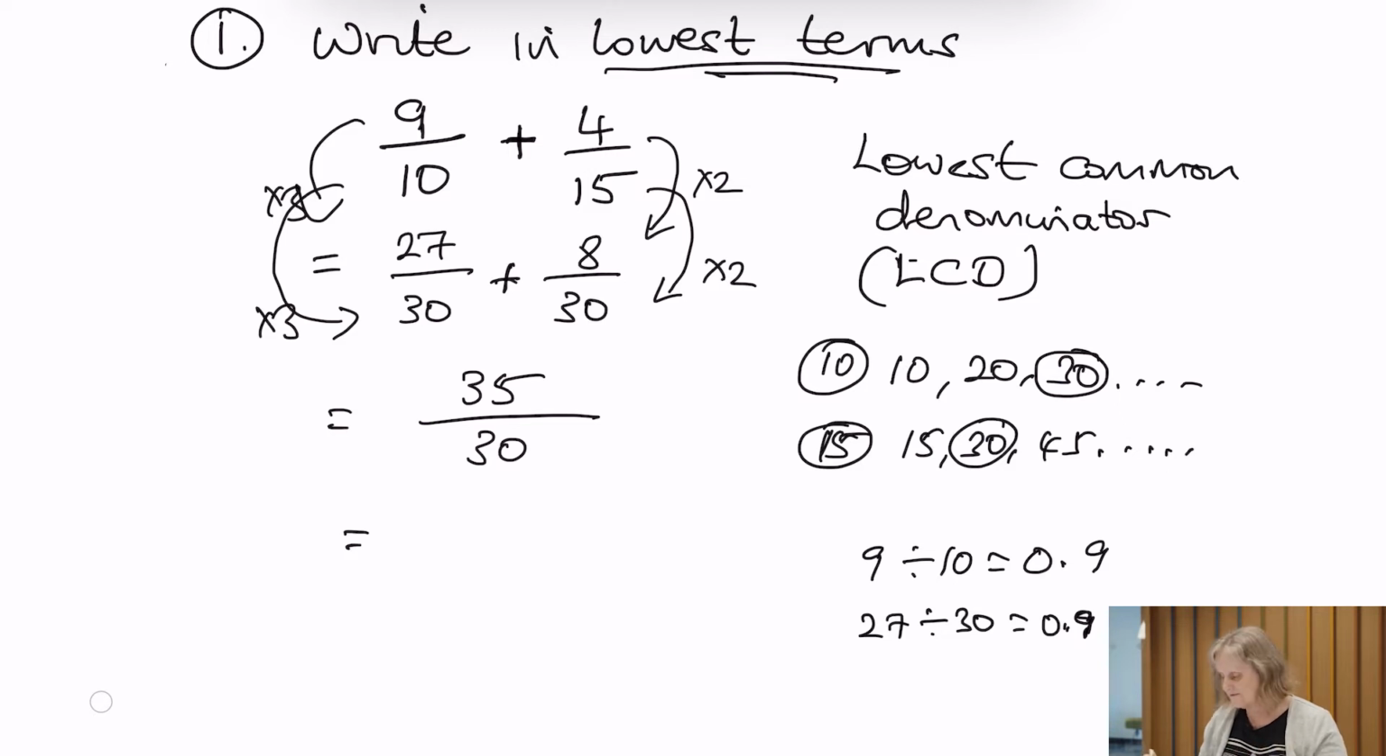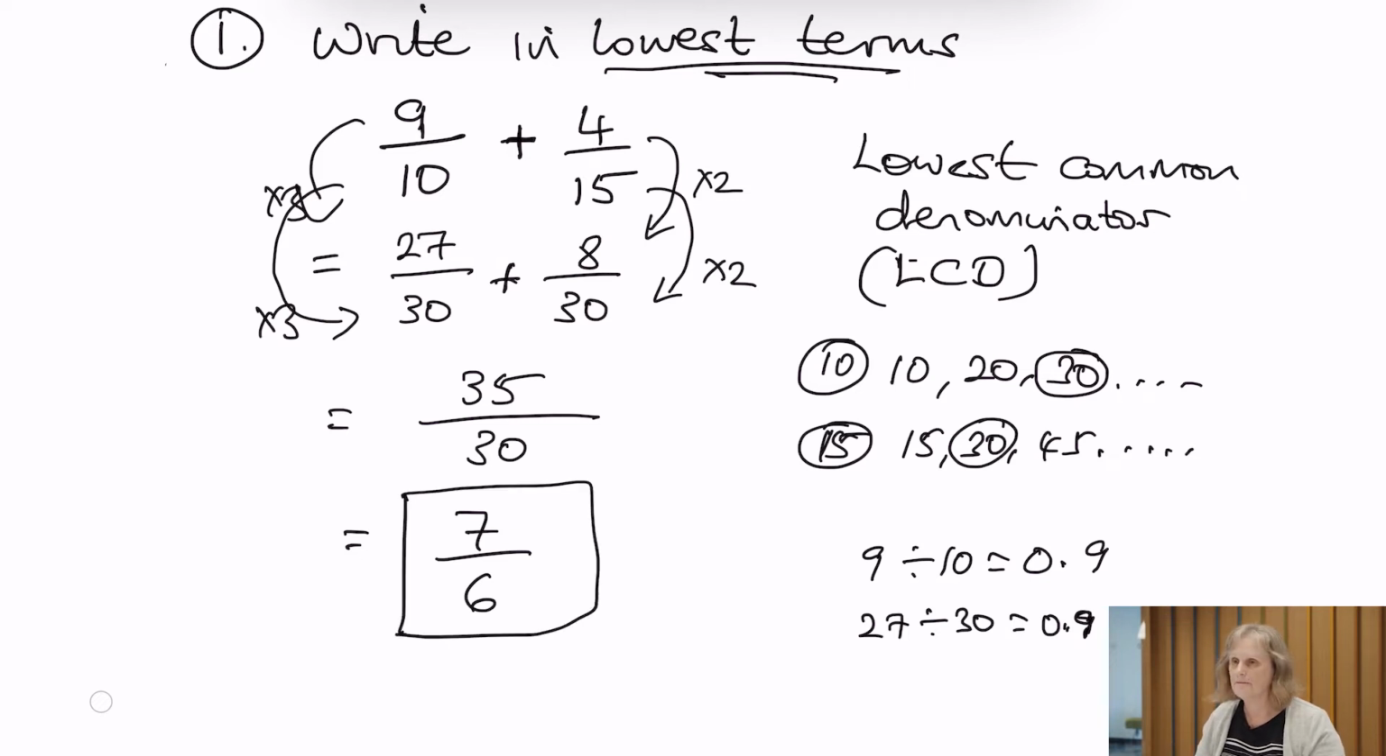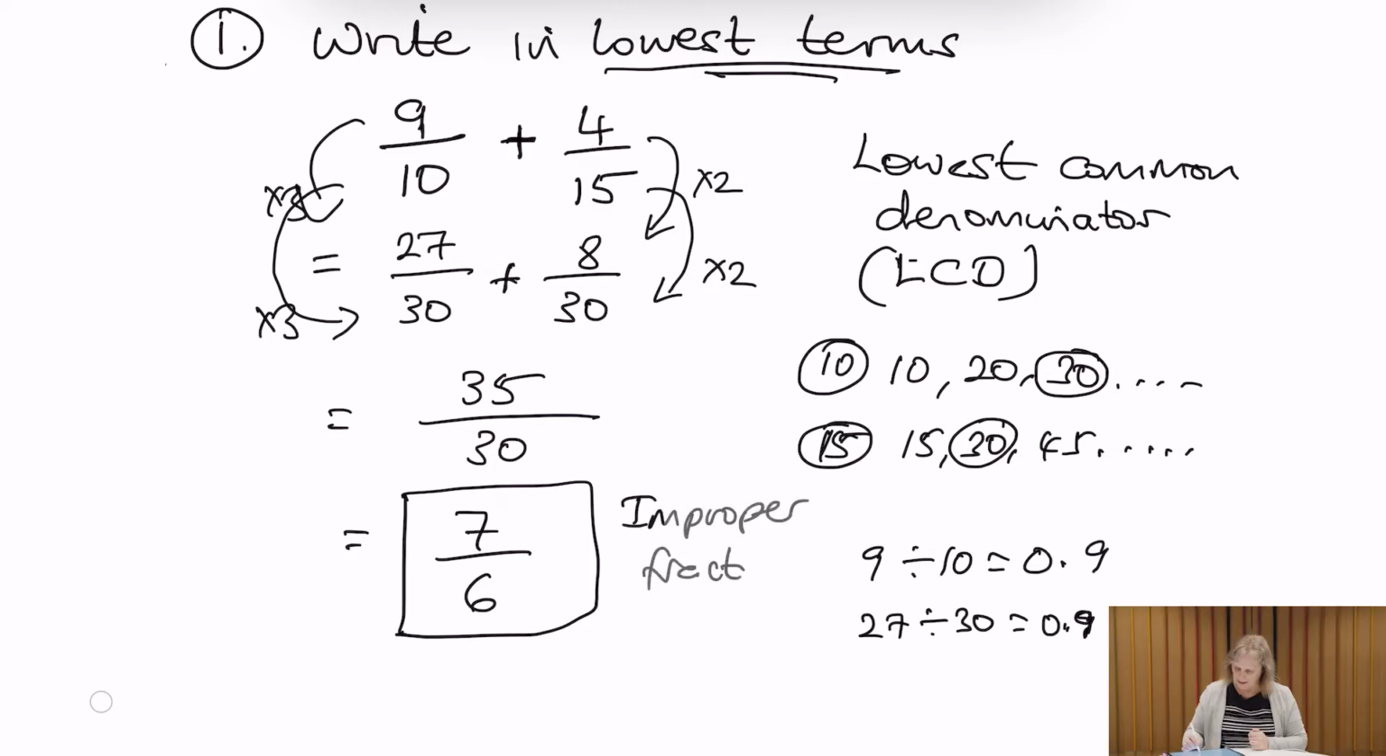Okay, so we can divide 35 by 5. That gives us 7. 30 divided by 5 is going to give us 6. So now we've written our answer, and I always like to highlight my answer, 7 over 6. Now this is what we call an improper fraction. And basically it's fine to leave the answer like that unless you were given particular instructions to write the number in a certain way. So as an improper fraction, it's perfectly fine for you to leave that answer there, 7 over 6.